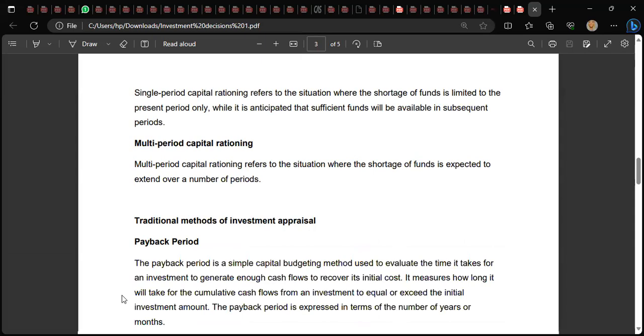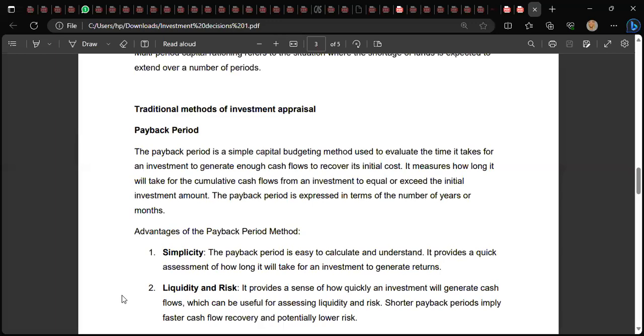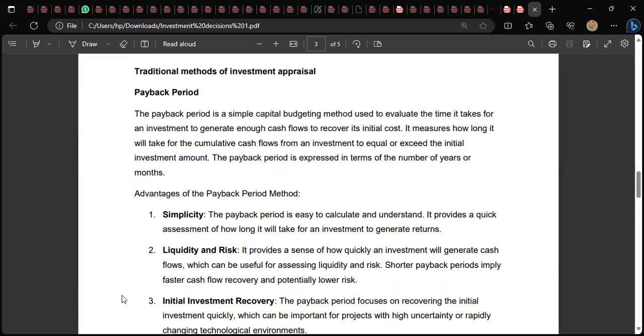And then traditional methods of investment appraisal. Now we are looking at the quantitative methods, which is anything with numbers. I'm sure if you have arrived at this stage, you must have a high tolerance for numbers, because you must have gone through MAC 2602, which has numbers, and your maths modules, which have a lot of numbers. So the first and simplest one is going to be your payback period.